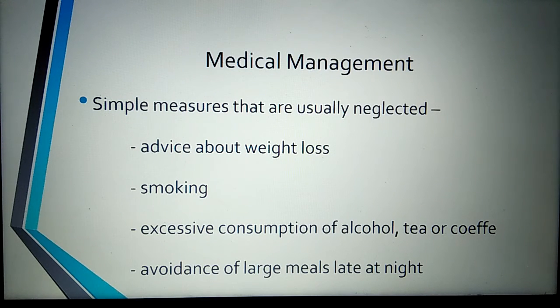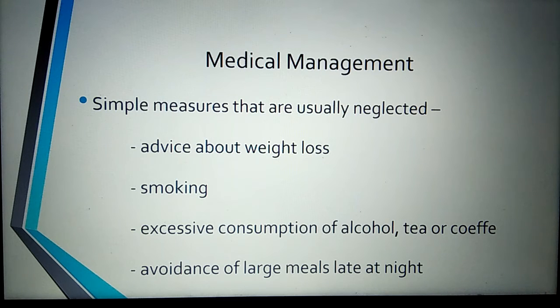In the medical management of GORD, these are the important points we must remember, and usually these points are neglected during the management of GORD. So please go through them very carefully. We must advise the patient to go for weight loss.